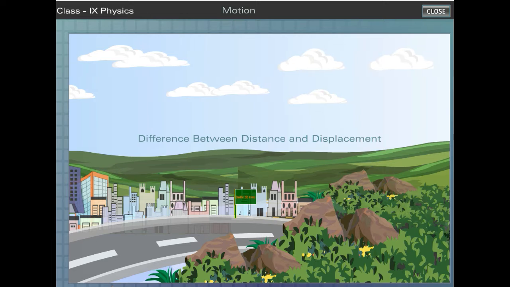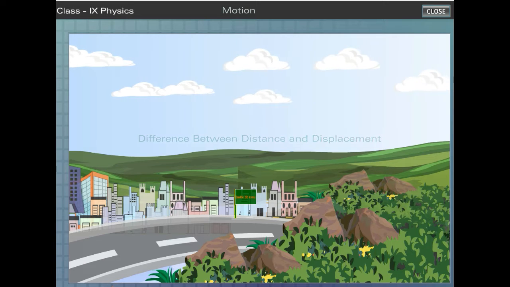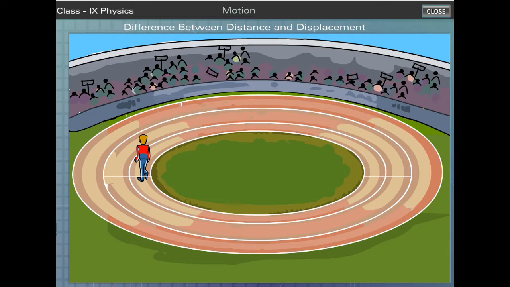Difference between distance and displacement. Let us understand the difference between distance and displacement with the help of an illustration. Here you can see an athlete running along a circular track of radius r in a clockwise direction. He starts from the point A and finishes at the same point.